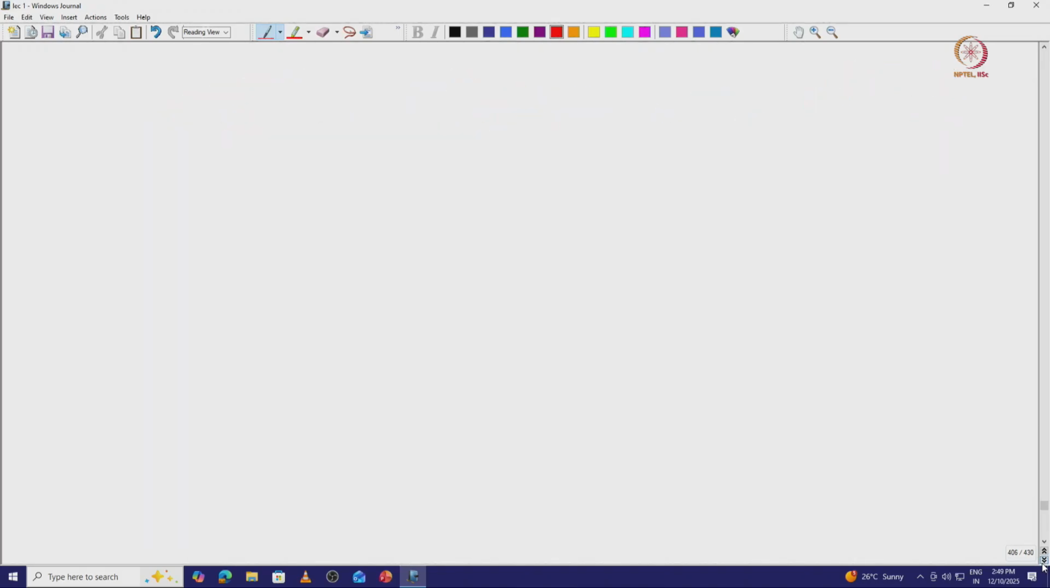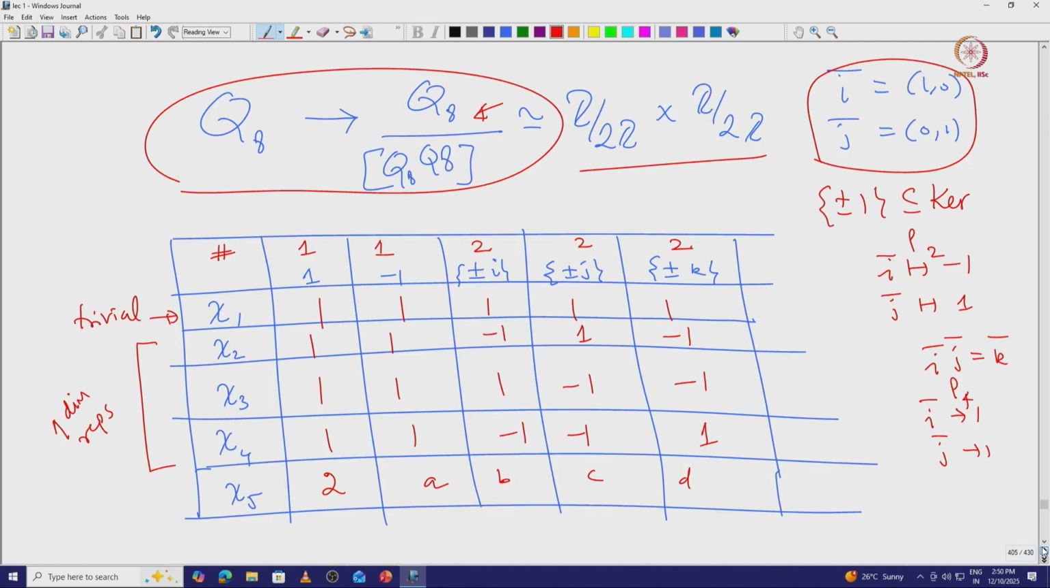So, let us actually look at the orthogonality relations. Let us compute what is chi 1, chi phi, and then see what happens. So, chi 1 is this, and this is chi phi.